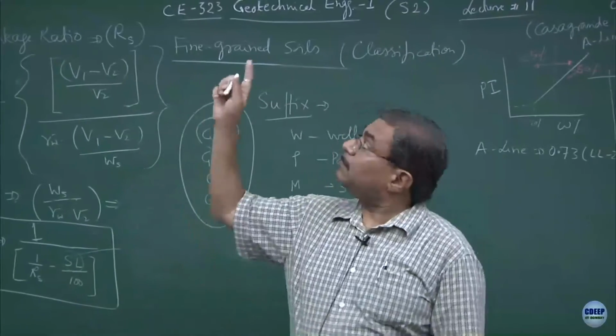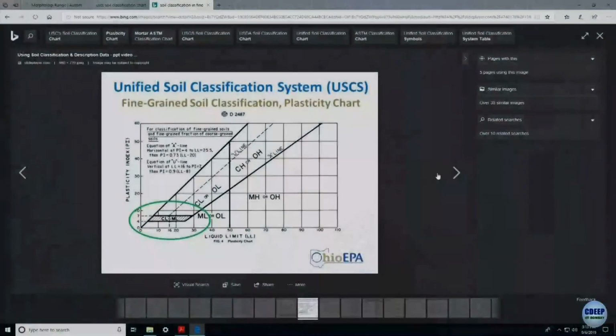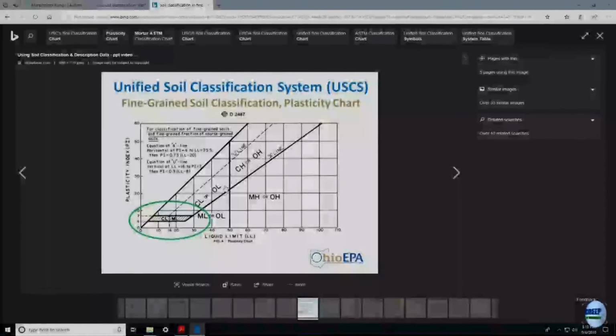So, what you are observing here is, there is a line, they are talking like U line, does not matter, this is the A line, liquid limit versus plasticity index. MH would be high liquid limit silt, OH would be high liquid limit organic matter, clear. What you are observing here is a dual code CL-ML. So, these are the soils which are not well defined by one scheme of classification. So, these are also known as interface soils.